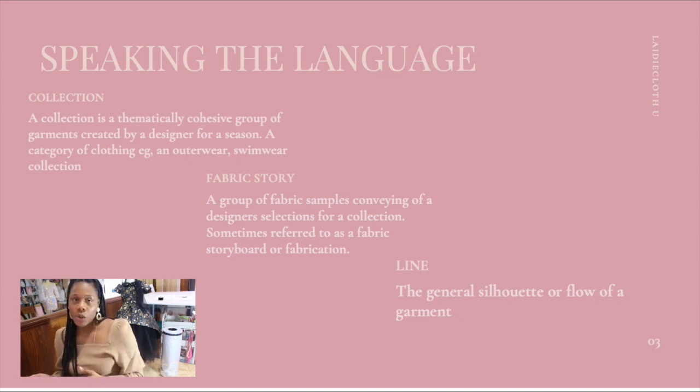A line. You often hear line used interchangeably with collection, but what a line actually is, is the general silhouette or flow of the garment. So when we're talking about the lines of a gown or the lines in a suit, you're just talking about the silhouette, how it fits on the wearer and the way that it flows. Oftentimes you'll hear the word collection and you'll hear my line. Usually when we're referring to line, we're talking about the silhouette of the garment, and collection is its own separate word.